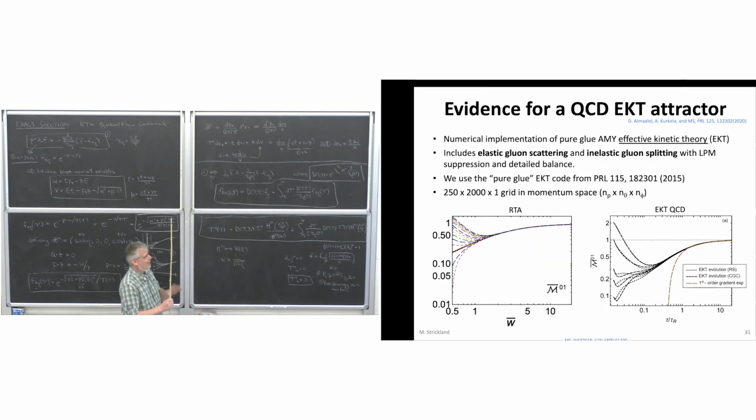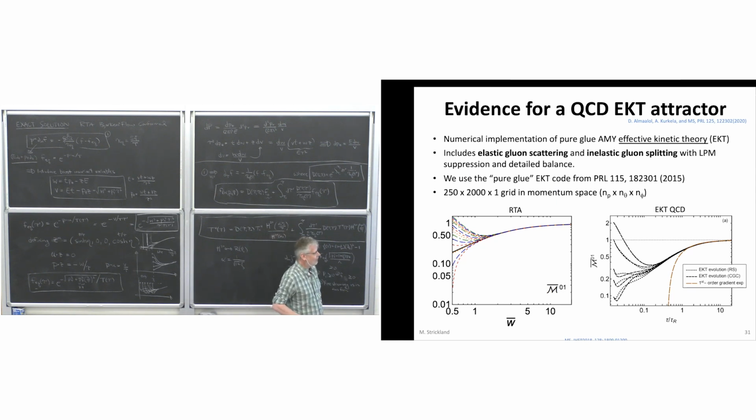So now I'm going to go back in time another 2 years. RTA is great. It's very simple, right? It's not really QCD. It's great that you can get exact solutions, and that you can compare different models to it because you have an exact solution. But then the question became, well, what actually happens in QCD?